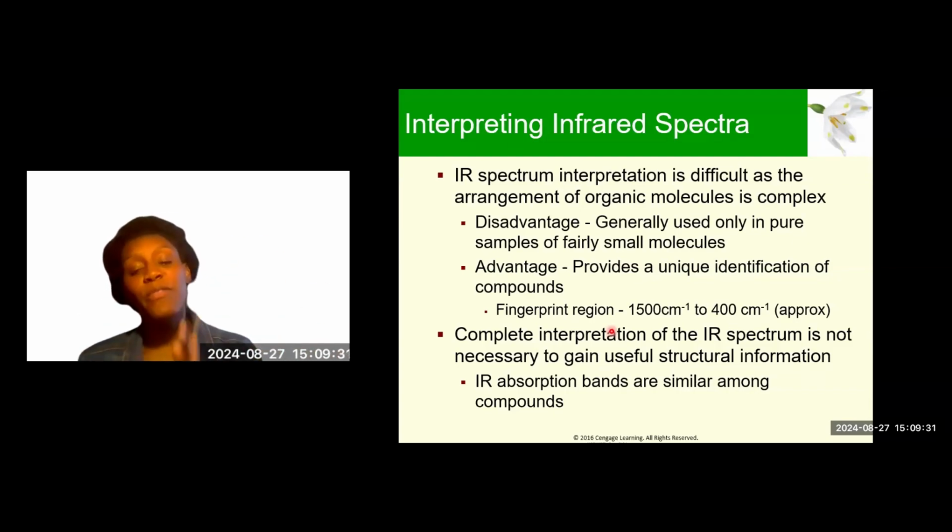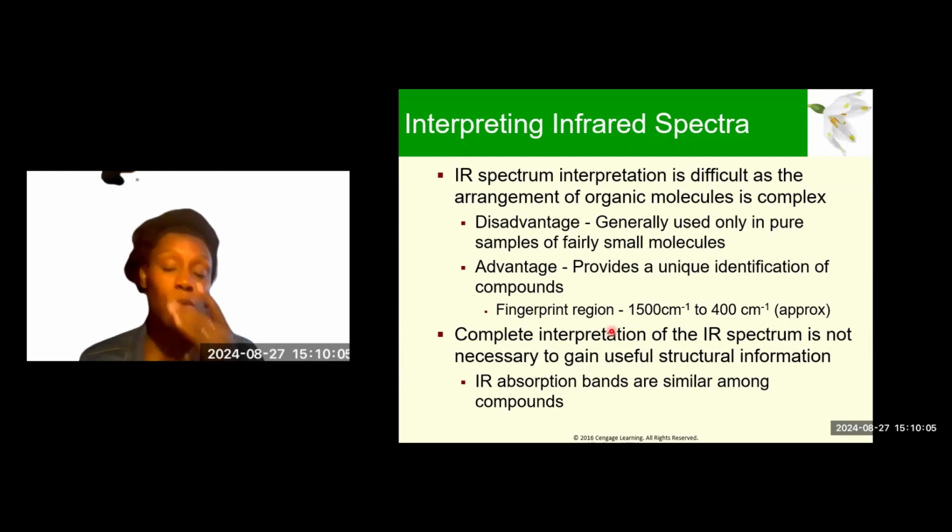And so from the 1,500 per centimeter range to the 400 per centimeter range, it is what we call the fingerprint region. And this is the region that is unique to each molecule. And so that fingerprint region can be used to identify unique molecules. However, again, you would use computer software to be able to do this, using libraries and such that would actually match it up.